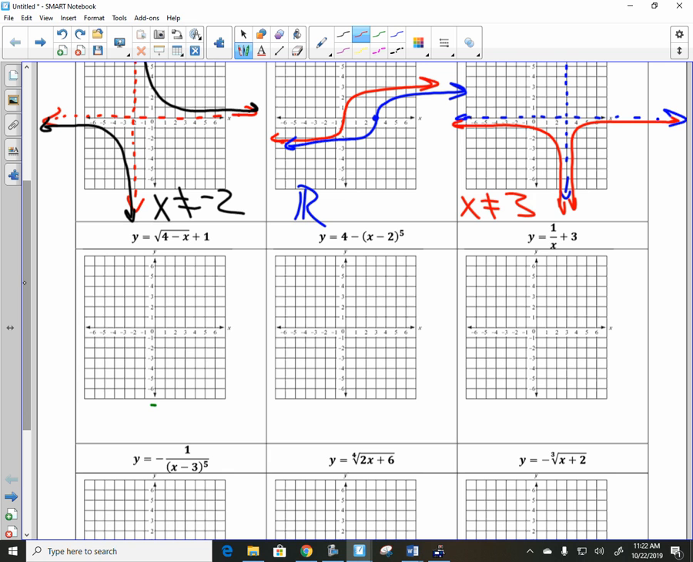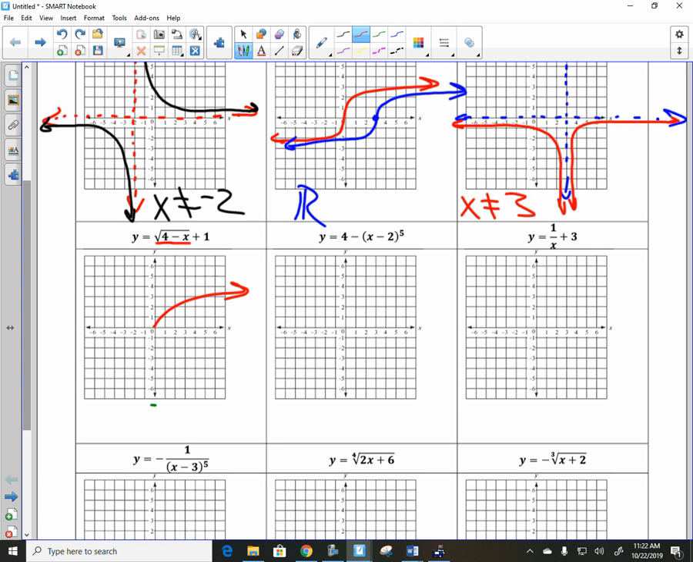The next one, y is equal to the square root of 4 minus x, plus 1. You remember what the square root function looks like, right? Like that? Great. So what's the plus 1 going to do? Up 1. Yep, the plus 1 moves it up 1.